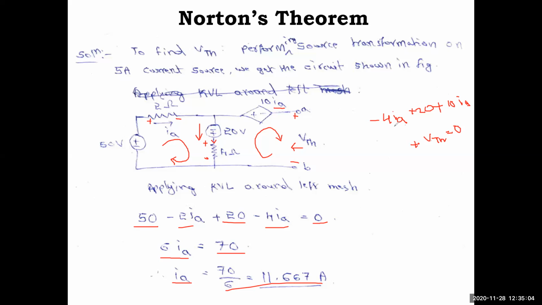What you have to do is, IA you know is 11.667 amps, that you need to substitute here. Okay, and take all the values, add them and take them to the right side, it will become VTH equal to the answer. So it may be a negative answer, don't worry.